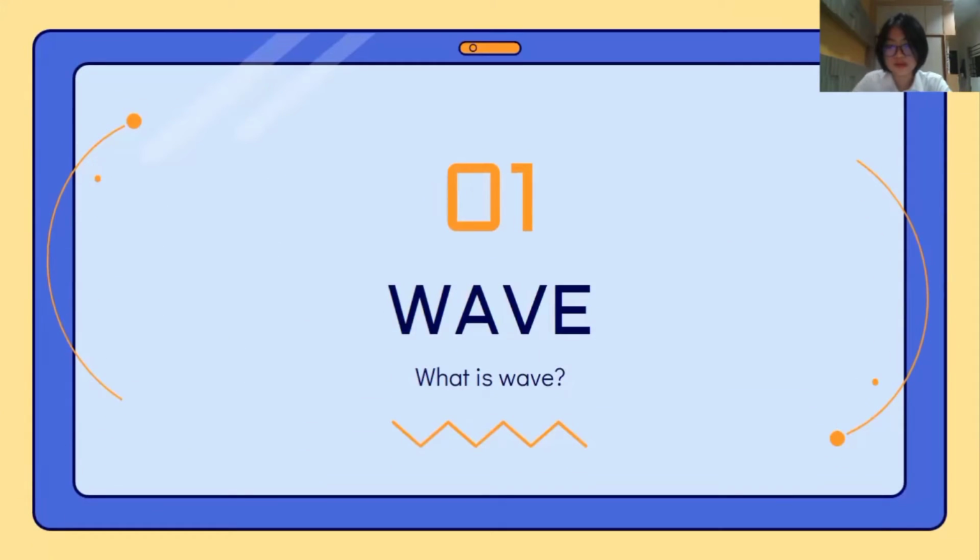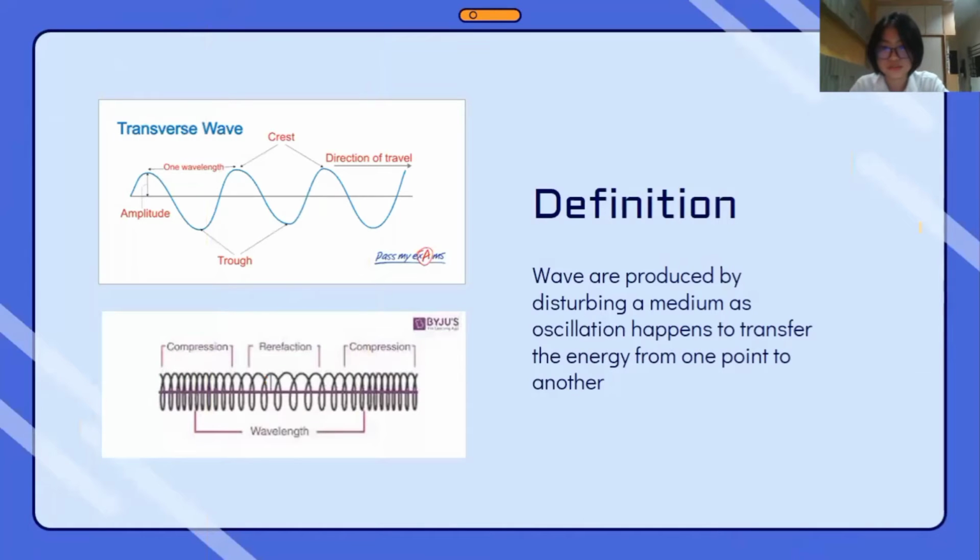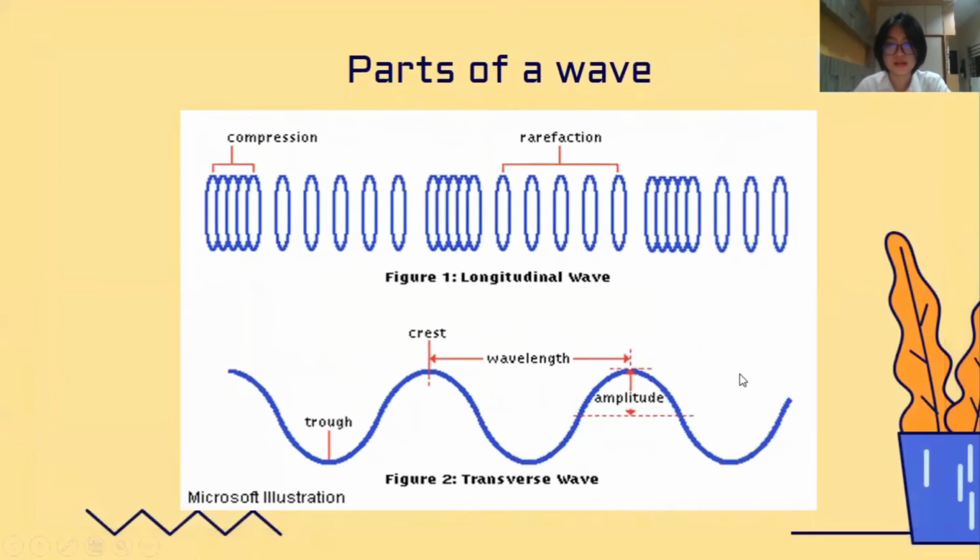So first, wave. What is wave? Here you go. The definition of a wave. Waves are produced by disturbing a medium as oscillation happens to transfer the energy from one point to another. Moving on. We are going to the parts of wave.